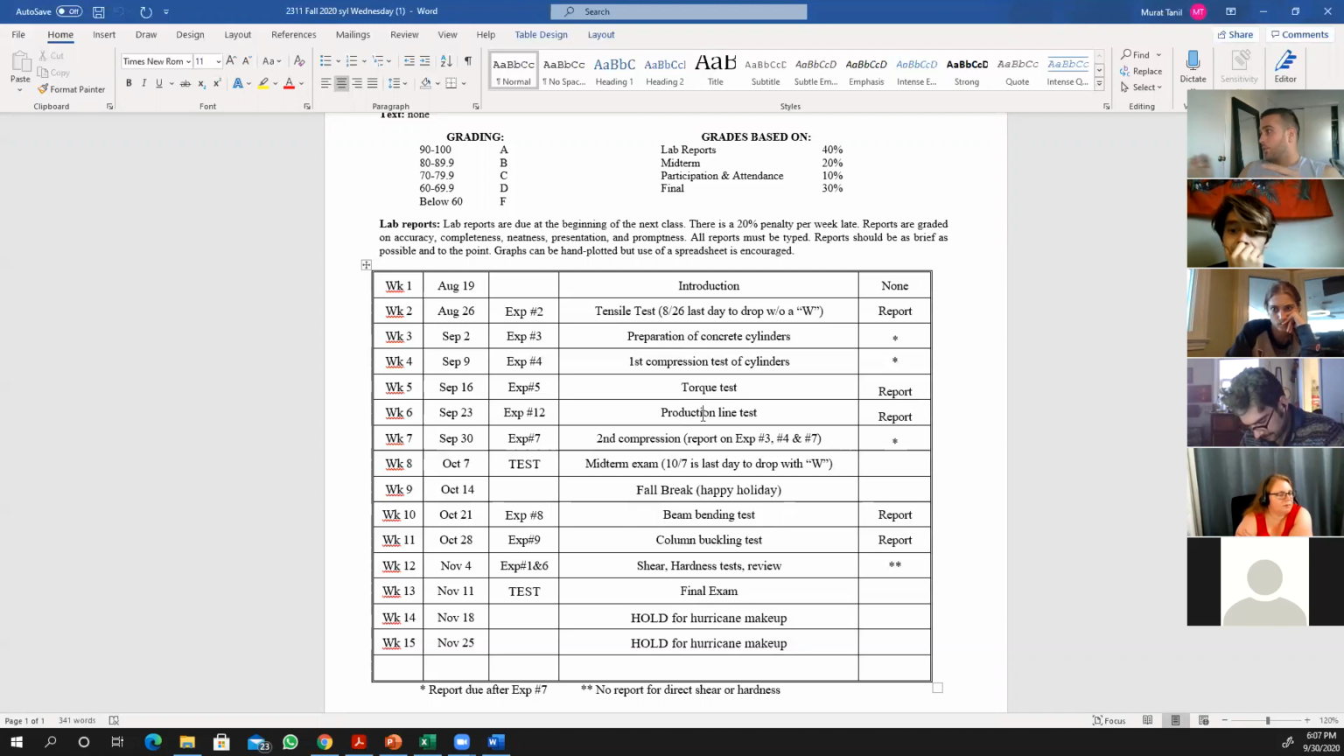Same way on the concrete compression. What are the ways to increase the capacity of your concrete sample? Curing time, temperature, the water cement ratio. If you add more water, you're going to reduce the capacity. If you have less water, it will increase the capacity, but it will reduce the workability because it's going to be hard to work with the concrete.